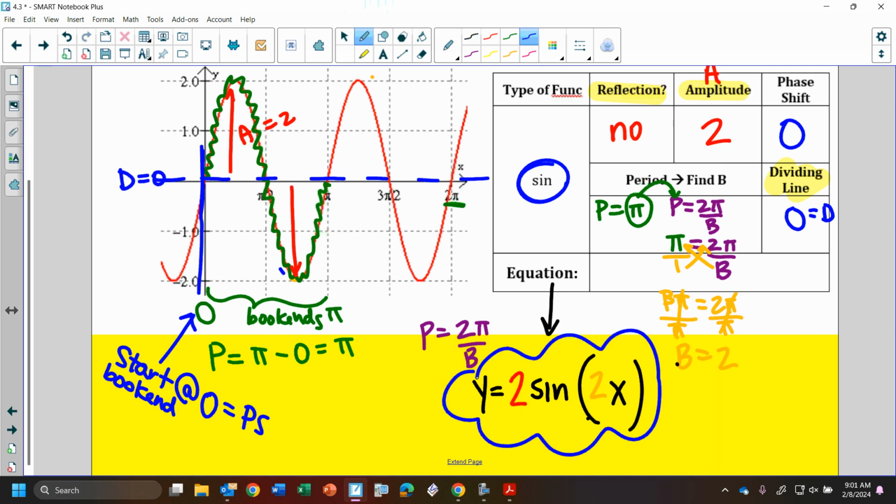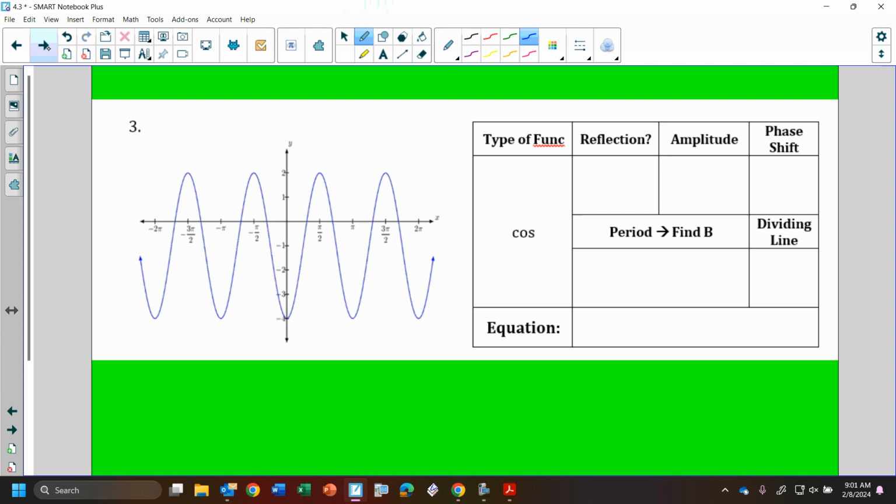Does that make sense? Do you feel good? Yeah? Stop and think. Confirm. That guy didn't shift left or right at all. His bookends would be 0 to pi. Is that matching the graph, 0 to pi? Yeah. Look at the graph and make sure it makes sense. All right. On to the back, if you're willing, please.